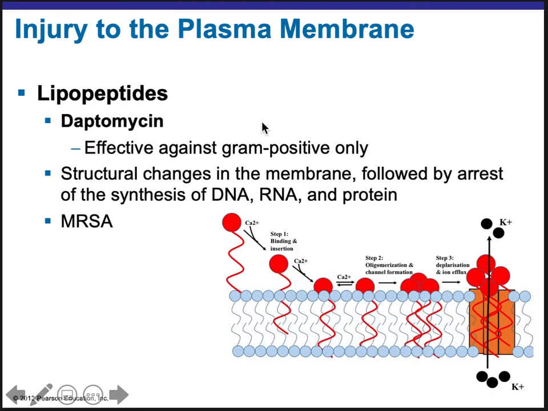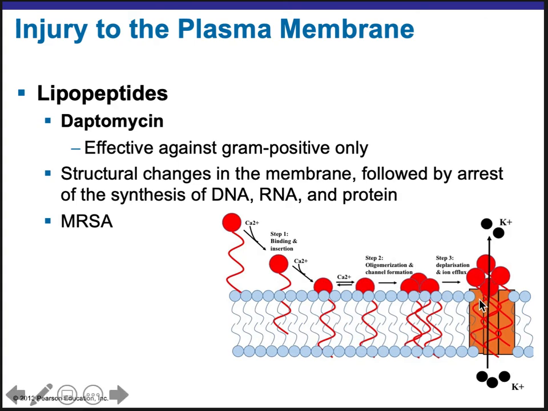Okay, so injury to plasma membrane, we have the lipopeptides such as daptomycin. This is only for gram-positive bacteria, and it structurally changes the membrane. And then, so step one, daptomycin binds and inserts into the cell membrane. Okay, so we kind of see that it binds and then it inserts into the membrane. Then it aggregates the cell membrane, so it aggregates into these small clusters of the drug, and then it will lead to an alteration of the shape of the cell membrane and eventually lead to a hole.